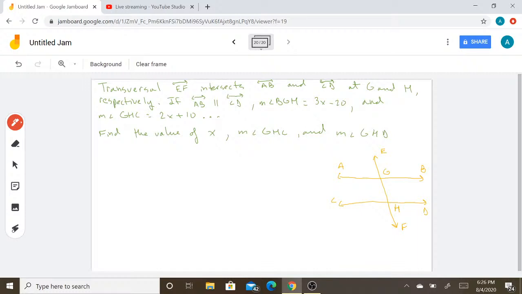So since alternate interior angles are congruent, and angles BGH and GHC are alternate interior angles, we know that these expressions here can be set equal to each other. So 3x minus 20 equals 2x plus 10. And if we solve for x, we can bring 2x to this side, and 20 to the other side, and we get that x equals 30. So we found the first thing, which is the value of x. So x equals 30. All we have to do now is plug 30 back into their respective equations.